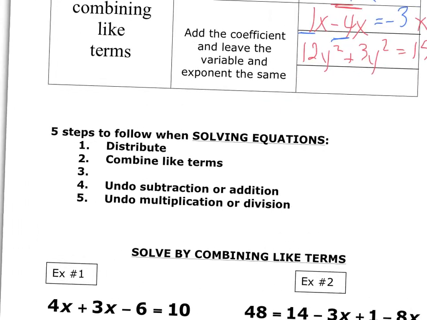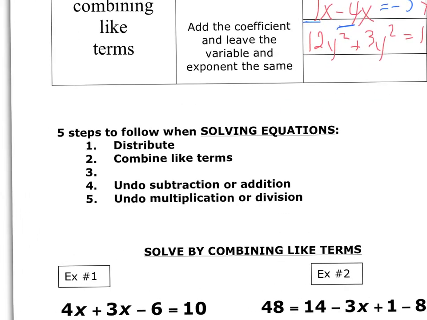Alright, so when you're solving equations, we've talked about how to distribute. We've talked about how to undo multiplication and division, and subtraction and addition. So we've got those three steps that we've learned, and the next step we're going to add in is combine like terms. So we're just going to practice a few of those.